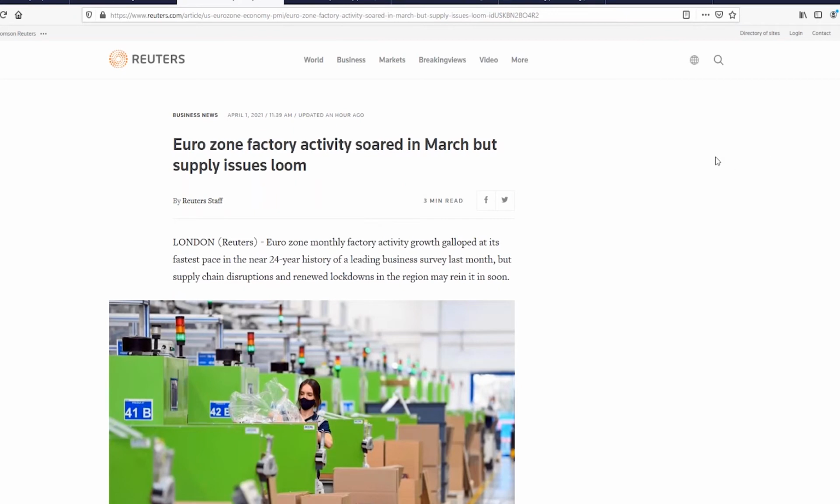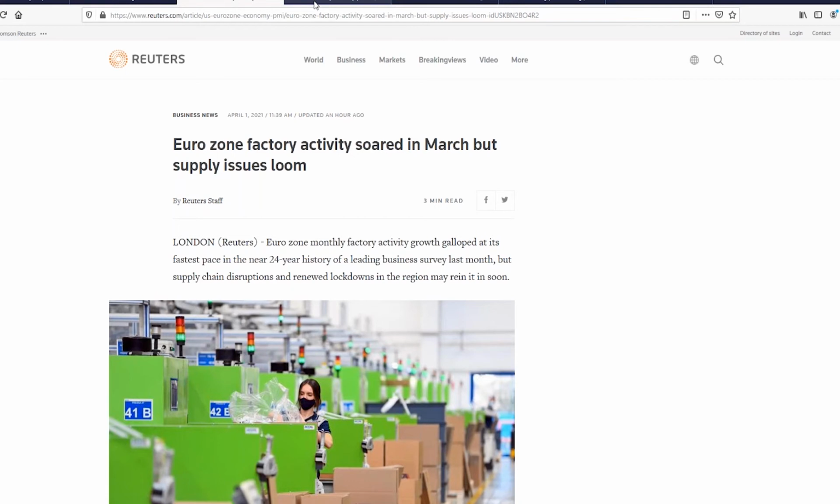Next headline: Eurozone factory activity soared in March. Another positive headline. Now it does have a caveat: it says supply issues loom because of COVID shutdowns. There may be some renewed shutdowns coming through the European Union and other areas, that's what the article goes on to say. So overall a positive headline, with a warning that maybe there are some supply issues with the shutdowns. But in general, it was good news. Eurozone factory activity has soared.